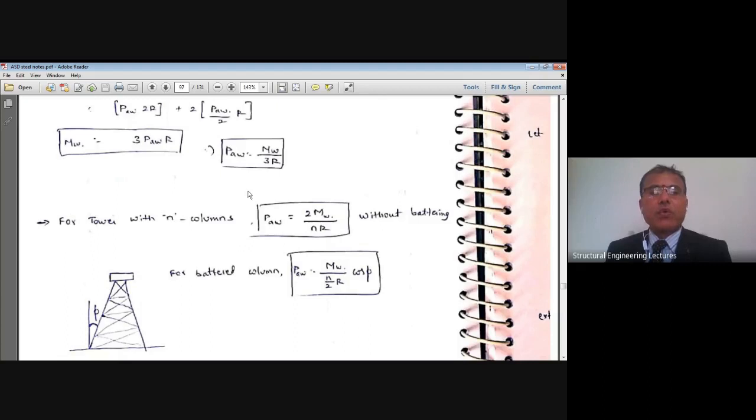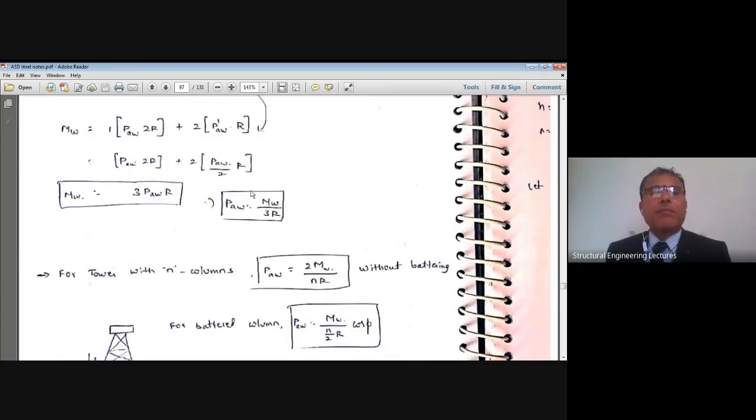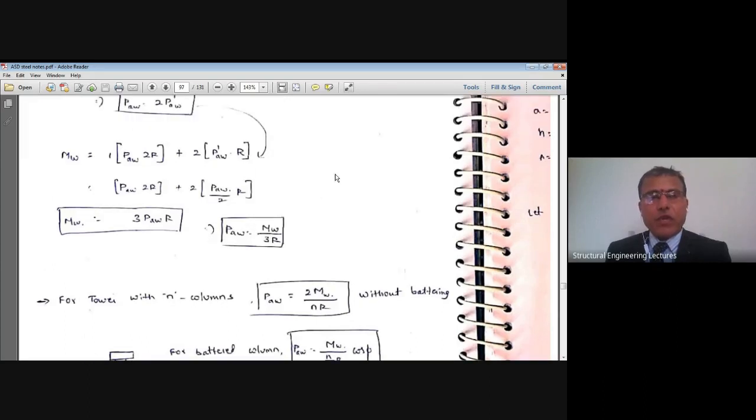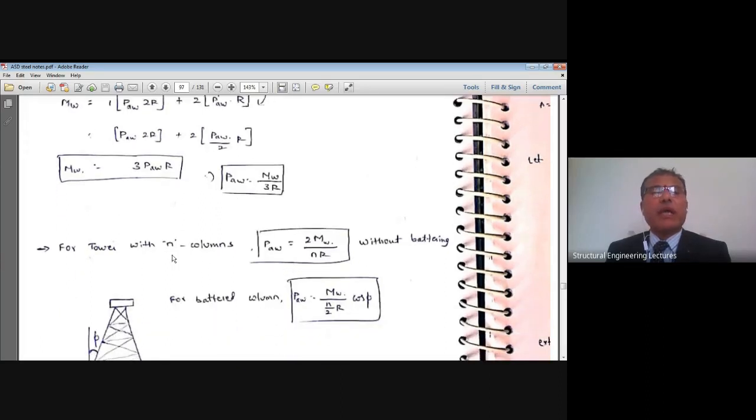We have seen, if 4 columns are there, P_AW is equal to M_W divided by 2R. If 3 columns are there, M_W divided by 3R. If 4 columns are there, 4 divided by 2, 2. If 6 columns are there, 6 divided by 2, 3. That is how, if I have n number of columns, an even number, then the additional axial load due to wind P_AW is equal to M_W divided by n by 2 multiplied by R.